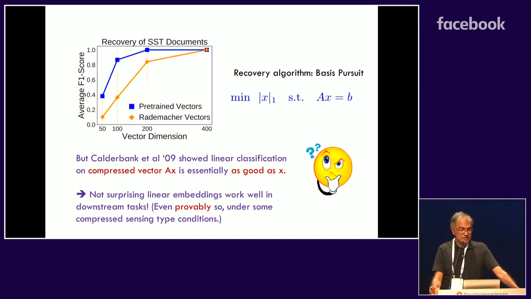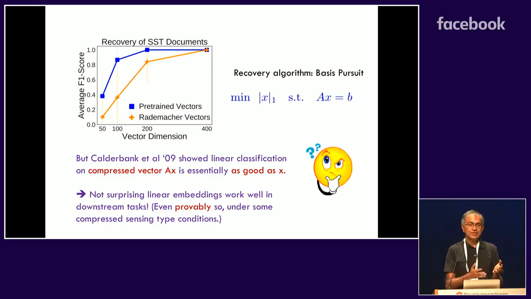So therefore it's not surprising that these linear embeddings work well in the downstream task, and in fact, they should probably do so under some compressed sensing type conditions. Another way to say it is, if the word vectors were random, which is what the compressed sensing theory says, that corresponds to an LSTM with a random initialization of word vectors. So an LSTM with random word vectors should be able to produce really good text embeddings. That's what this is saying.